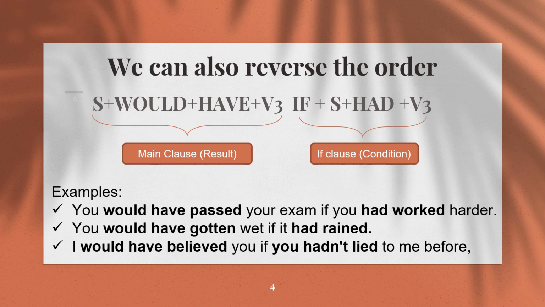You would have gotten wet if it had rained. I would have believed you if you had not lied to me before. So, in those examples, main clause are located at the beginning of the sentence and then they are followed by if clause. And one thing that you also need to remember, if we put main clause at the beginning, we don't need to put comma after the main clause.